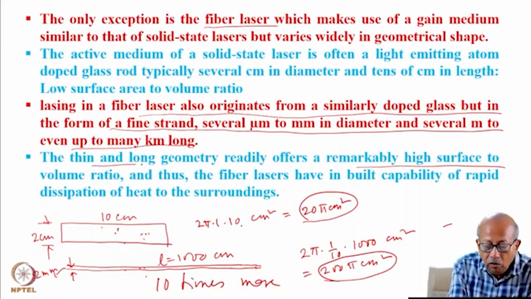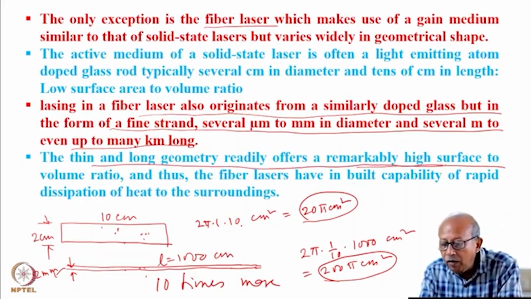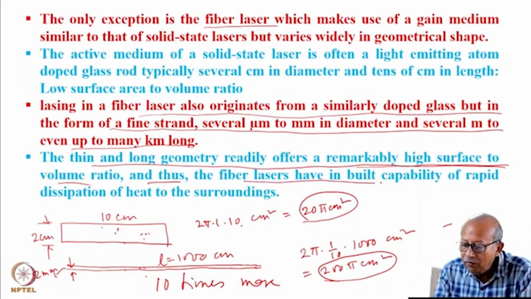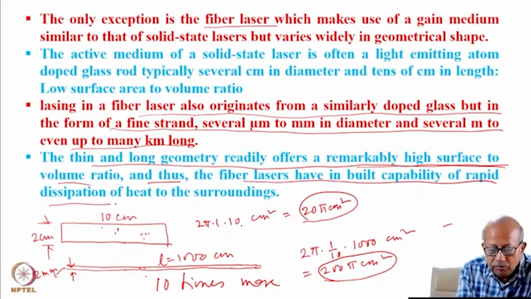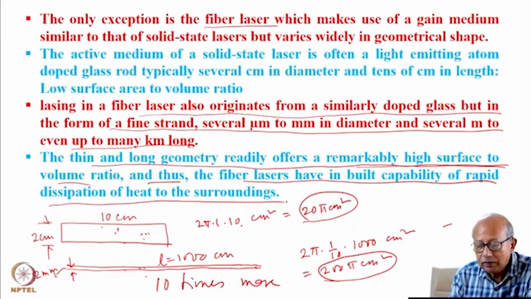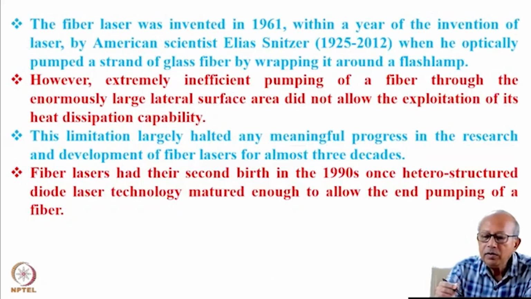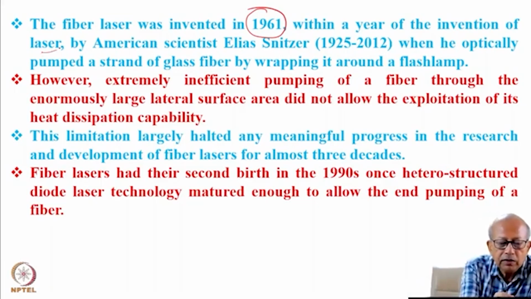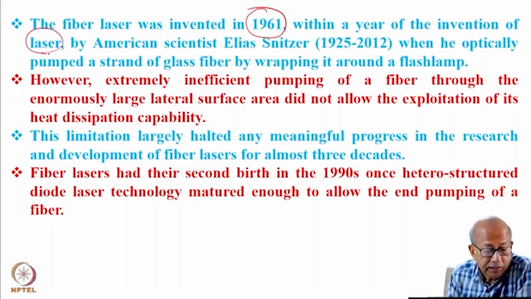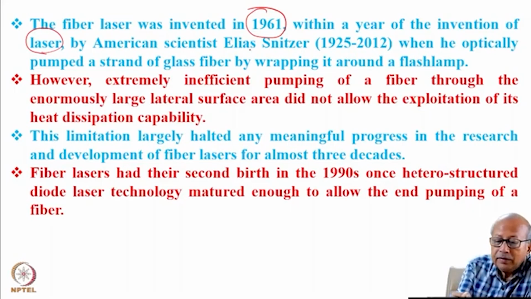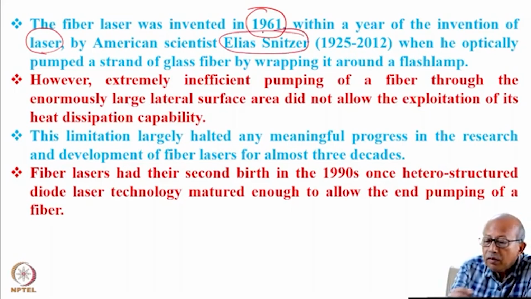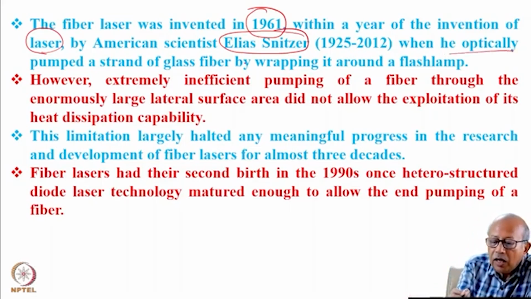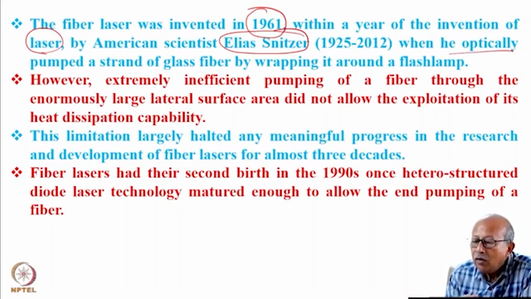So the thin and long geometry readily offers a remarkably high surface to volume ratio, and thus the fiber laser has inbuilt capability of rapid dissipation of heat to the surroundings. The fiber laser was invented in 1961, within a year of the invention of the laser, that was in 1960, by an American scientist, Elias Snitzer, when he optically pumped a strand of glass fiber by wrapping it around a flash lamp.